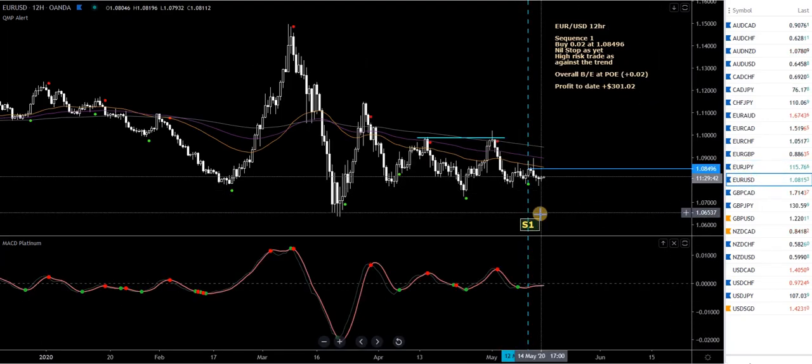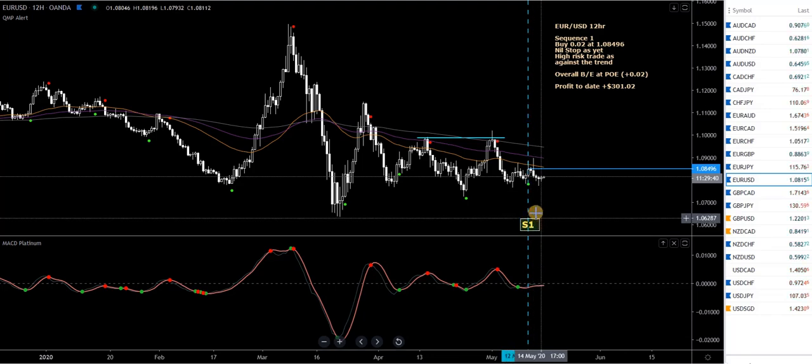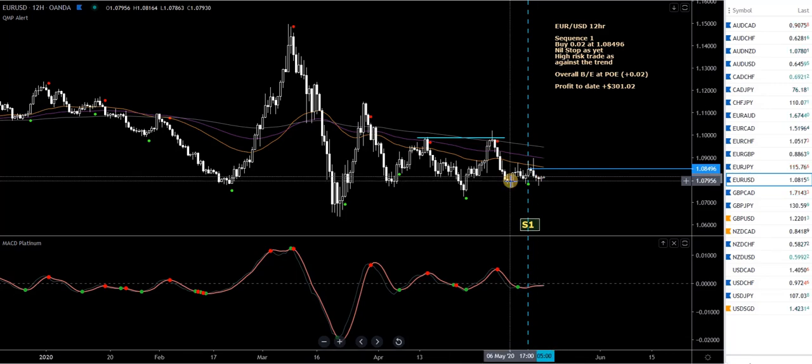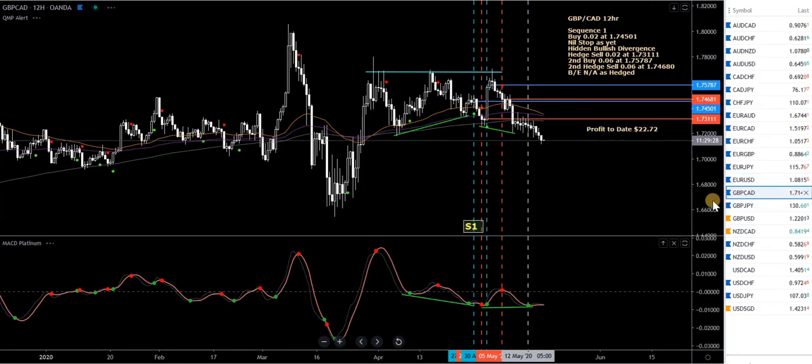Euro USD in a buy, gone against me right from the get-go. Yeah, it's just pretty flat, isn't it? They're 12-hour candles, so that's probably what, 10 days, 8 days. Not going the right way at all.